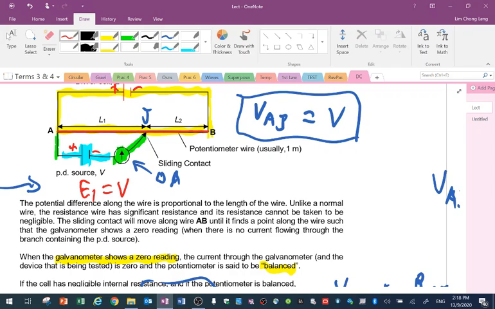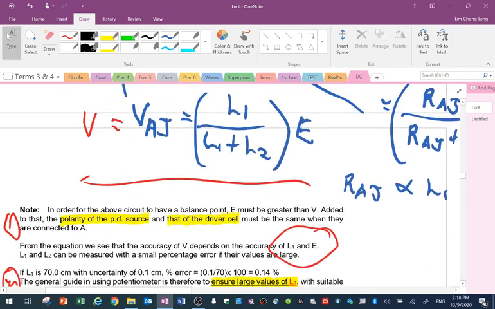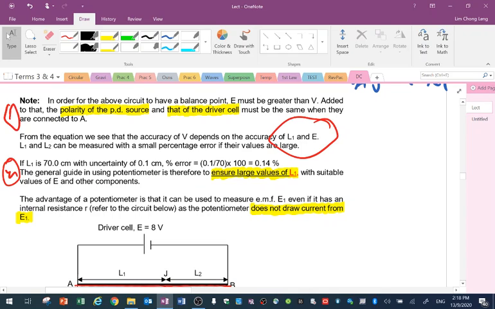So that is the concept of the potentiometer not drawing any current from the circuit. This is unlike a voltmeter. Our practical voltmeter draws some current from the circuit. Potentiometer doesn't. So potentiometer is essentially a perfect voltmeter.